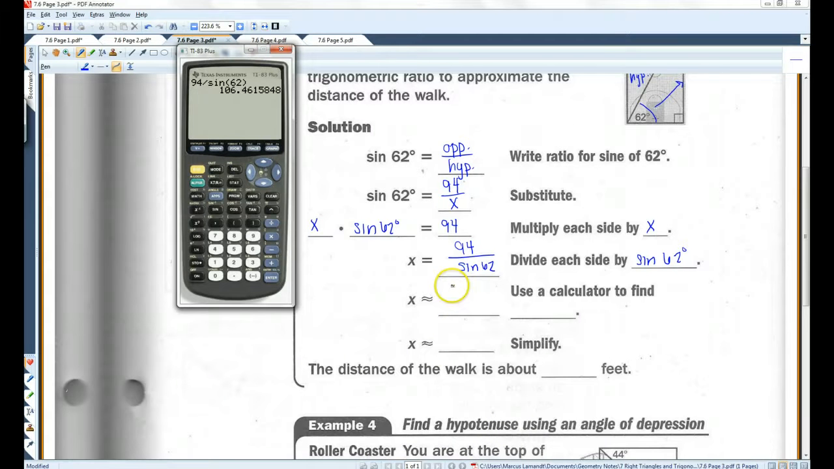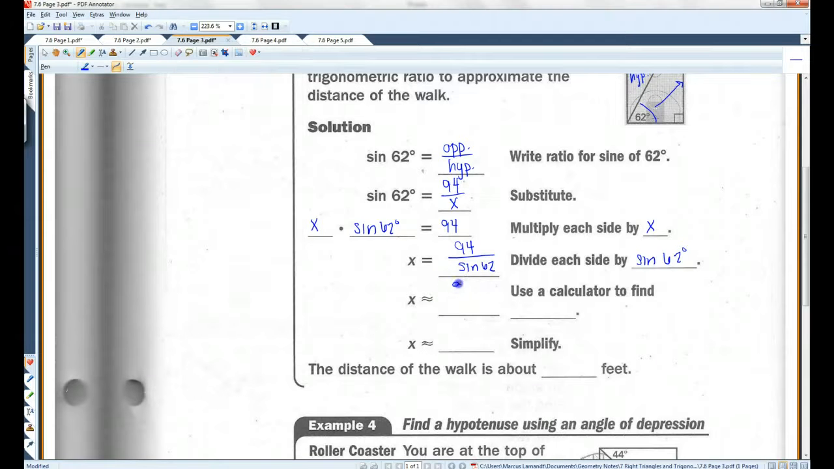Actually, I think they wanted us to do this first. Sine of 62 degrees is 0.8829. That's sine of 62 degrees. And then when you divide this, that's when you get 106.5. So the distance of the walk is about 106.5 feet.